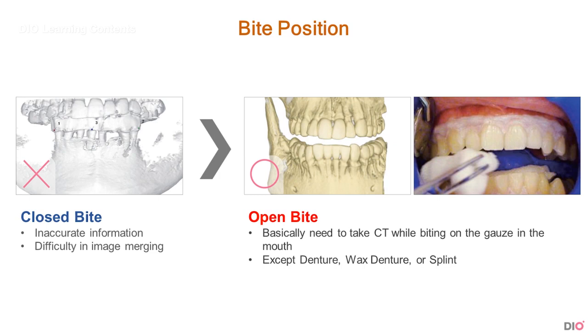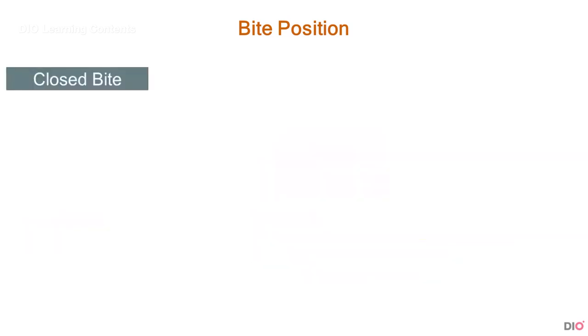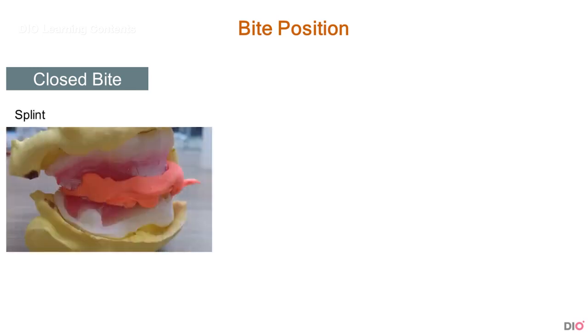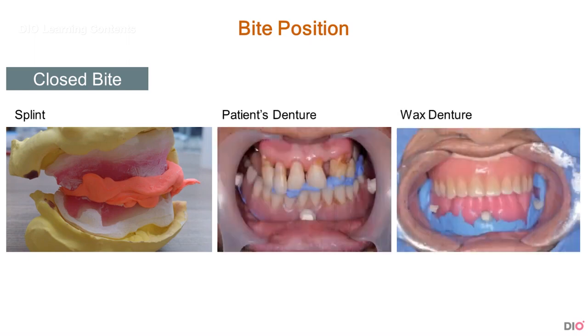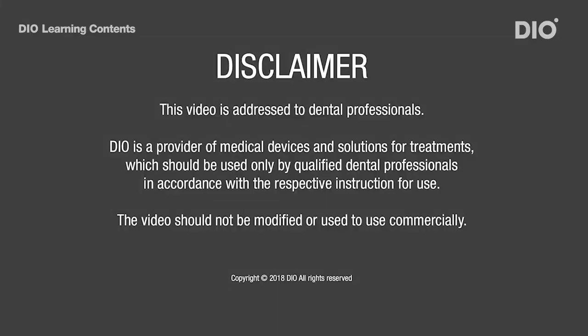This page describes the case when CBCT should be taken with a closed bite. When scanning CT using radiation transmitting materials such as splint, the patient's denture, and the wax denture, the CT is distorted. Therefore, in order to obtain accurate vertical dimension and occlusal information, it is necessary to take the CT with a closed bite. You will see a simple video of the CT taking process that you've learned so far.